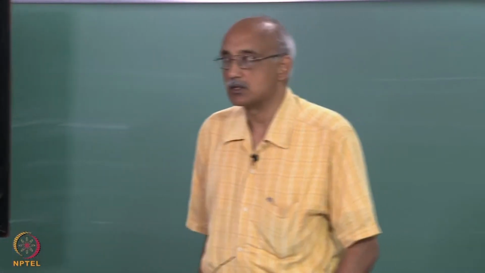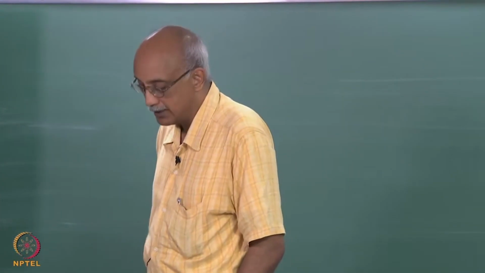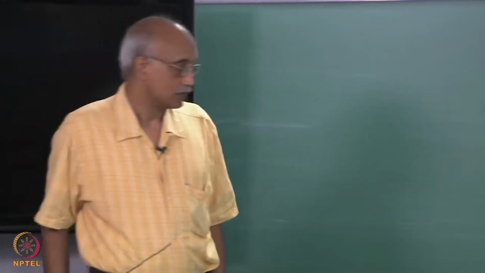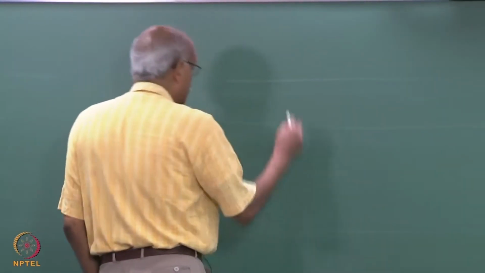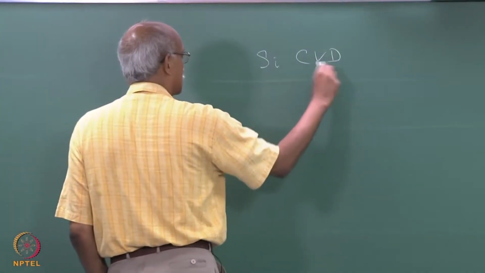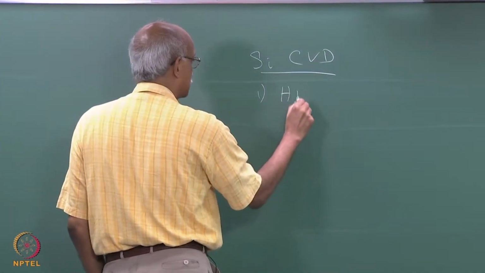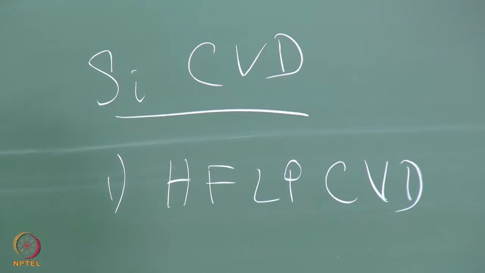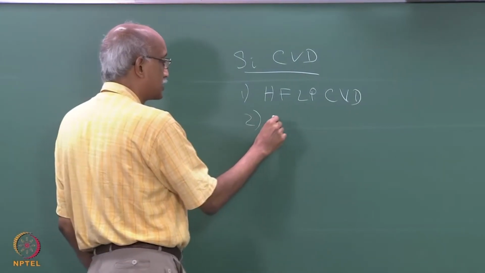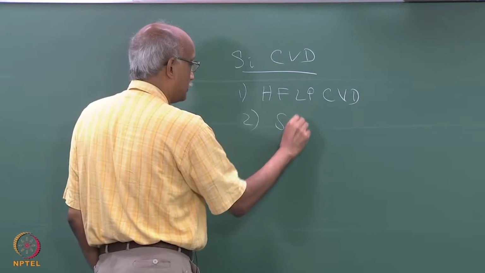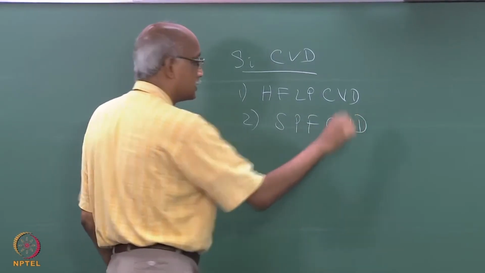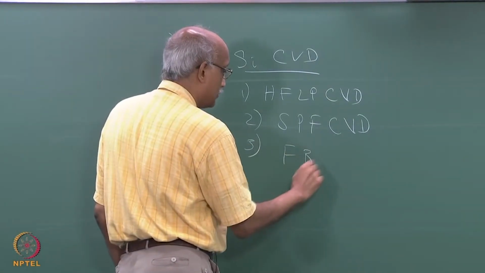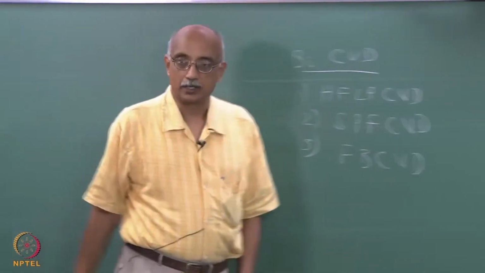Silicon CVD reactors are essentially of three types. One is the horizontal flow low pressure CVD systems, which are quite common. And the second most frequently used configuration is the stagnation point flow CVD reactors. And the third most popular configuration is a fluidized bed CVD reactor.